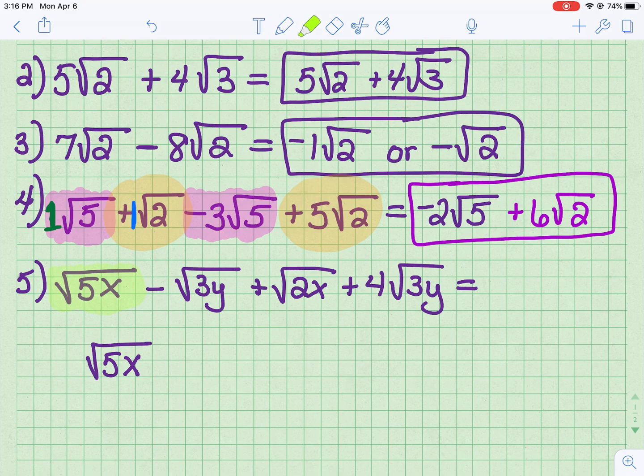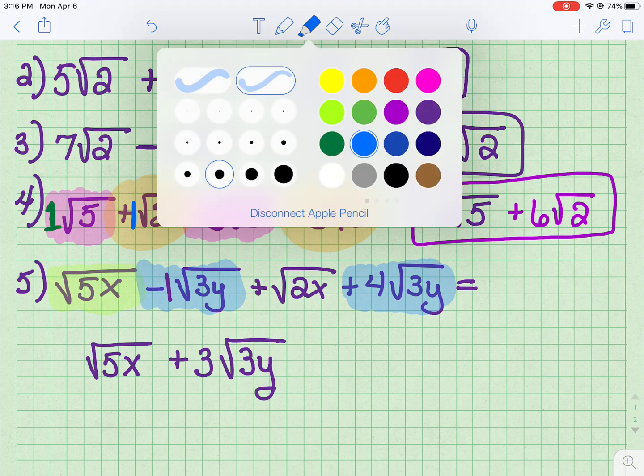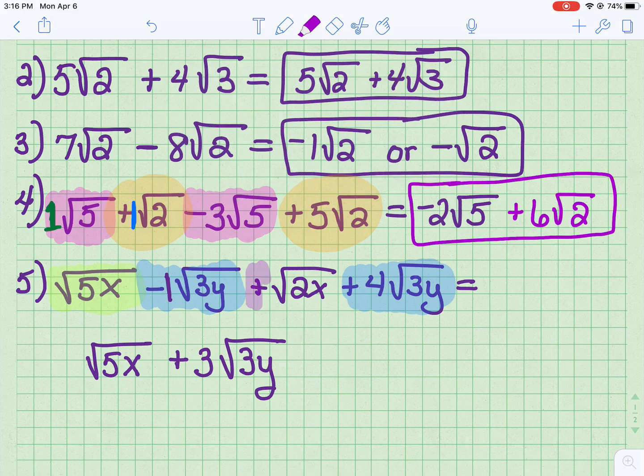Okay? And then I'm going to look at a negative root 3y, and there is another root 3y, and there's a 4 in front of it. Now remember that negative root 3y is actually a negative 1 there. Okay? So negative 1 plus 4 is 3, and then we were counting up how many root 3y's we have. So it's 3 root 3y. Okay, and then I still had something left in this problem, and that's that root 2x.